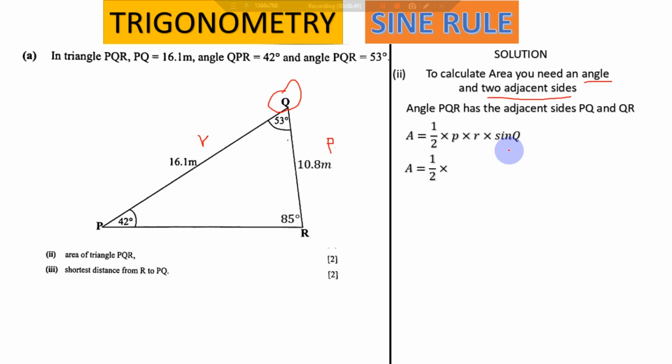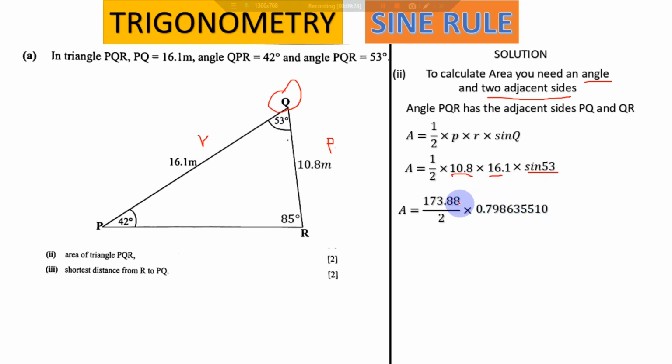Let us substitute our values. 1 over 2 times P is 10.8, and then R is 16.1, then sine 53 degrees. Here, I want you to multiply 1 times 10.8 times 16.1. We're going to have 173.88 times, now punch on the calculator what is sine 53. We're going to have a value like this.